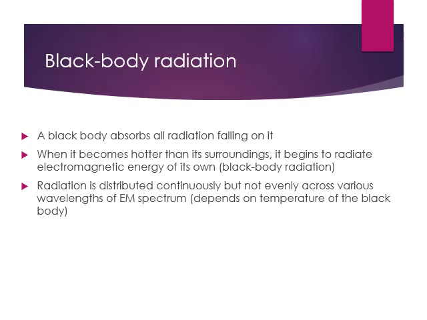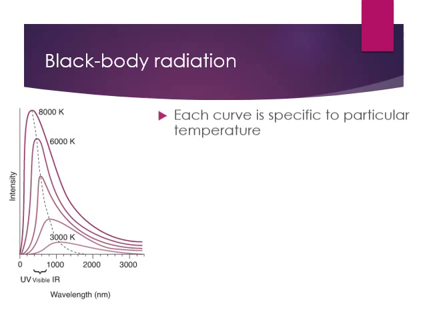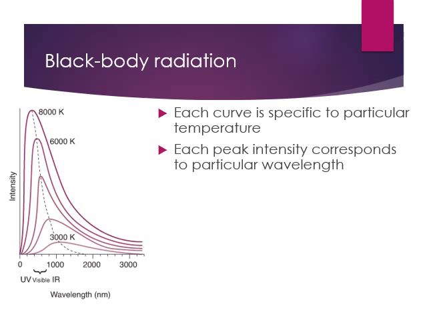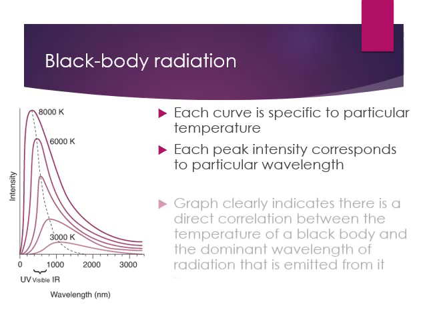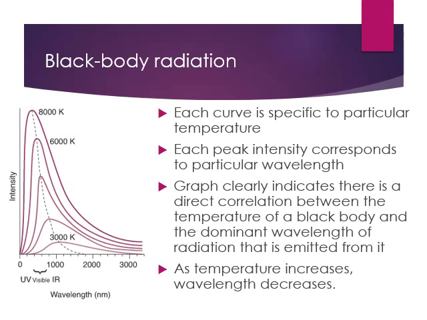Radiation is distributed continuously but not evenly across various wavelengths of the EM spectrum. This depends upon the temperature of the black body. So let's have a look at a graph that shows that. Each curve is specific to a particular temperature. Each peak intensity corresponds to a particular wavelength, and the graph clearly indicates there is a direct correlation between the temperature of the black body and the dominant wavelength of the radiation emitted from it. As temperature increases, the wavelength decreases.